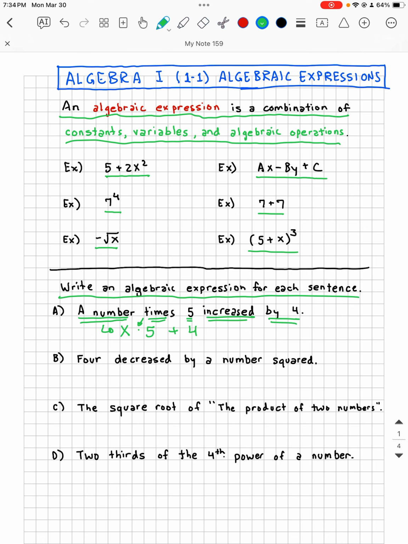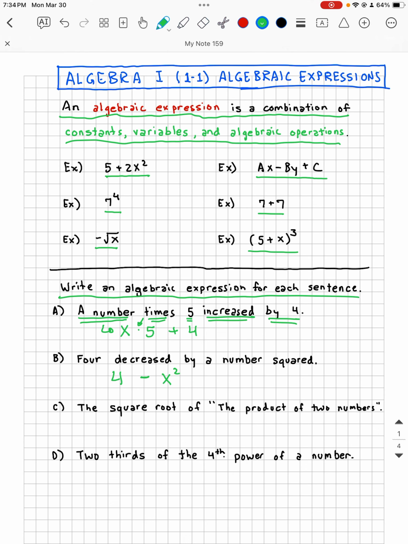Let's look at the next one. 4 decreased by a number squared. Once again, the number, we don't know what it is, so that's where the variable comes in. But if I go from left to right, we can say it's 4 decreased by, so that's a subtraction, by a number, and that number is going to be x, and that number is supposedly going to be squared.